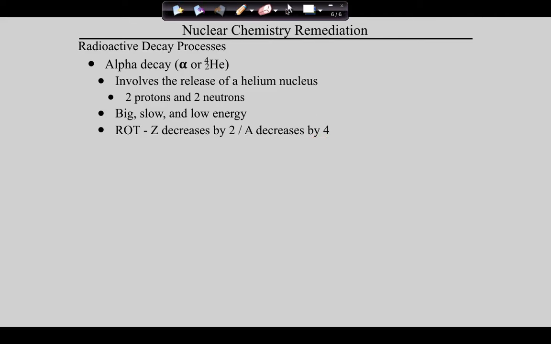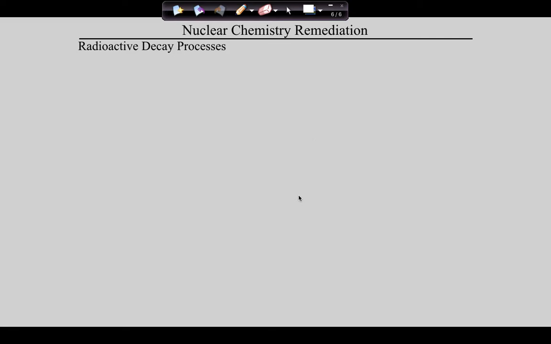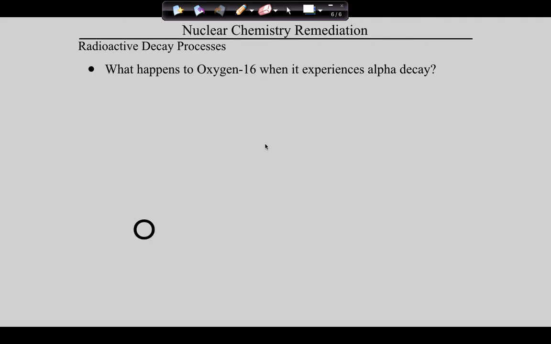So what does this look like when a nucleus goes through alpha decay? Well, let's take a look at what happens when oxygen-16 goes through alpha decay. And what we're going to do is, first of all, represent oxygen-16. So that's element 8, oxygen, with a mass of 16. The question is, when oxygen-16 goes through alpha decay, what particles are formed?